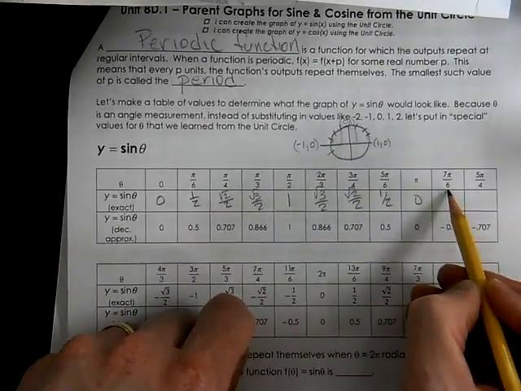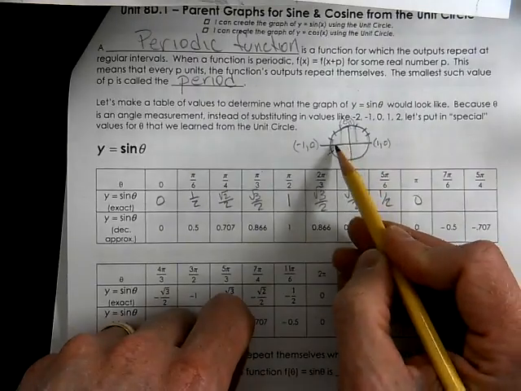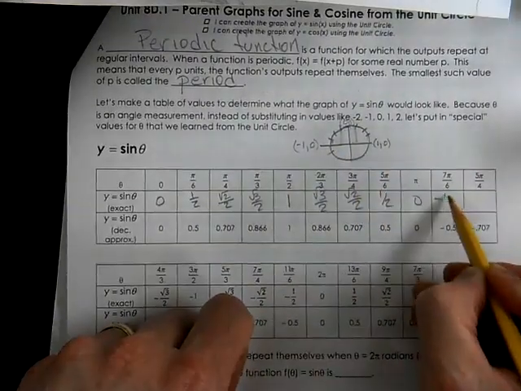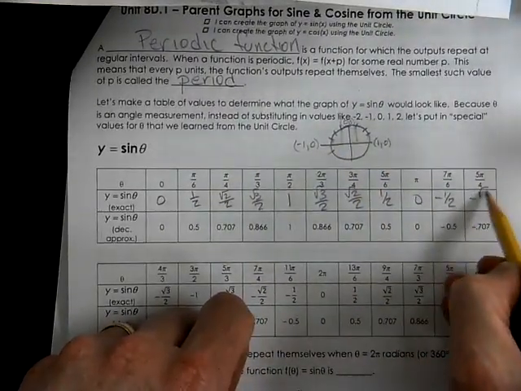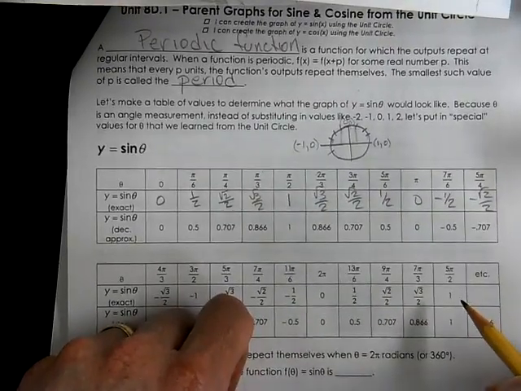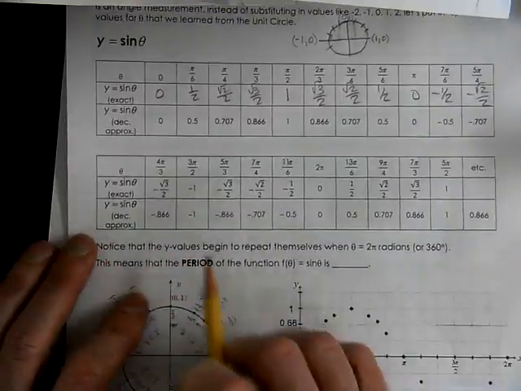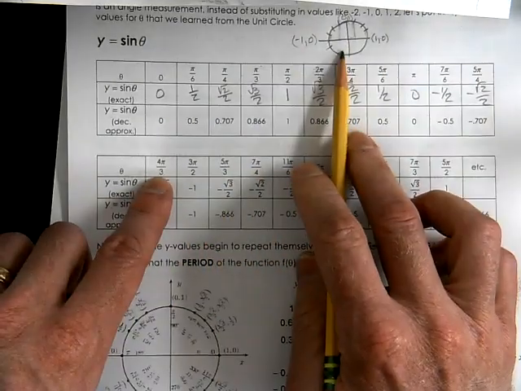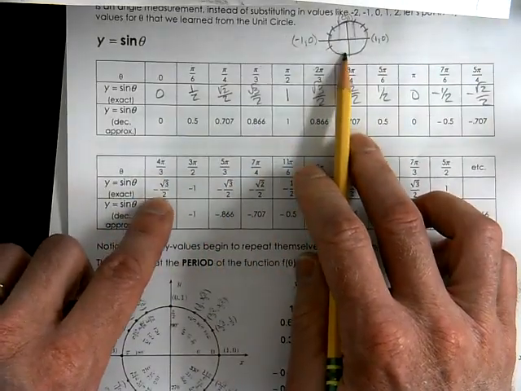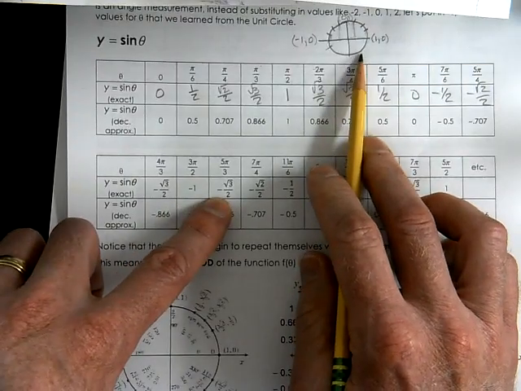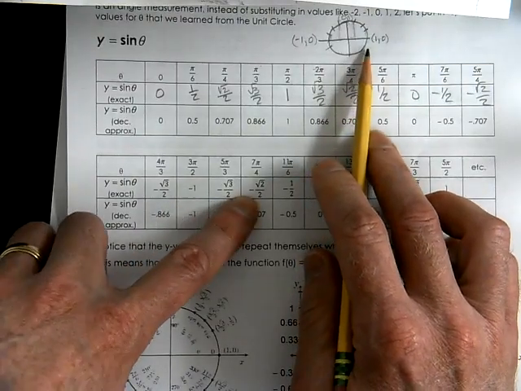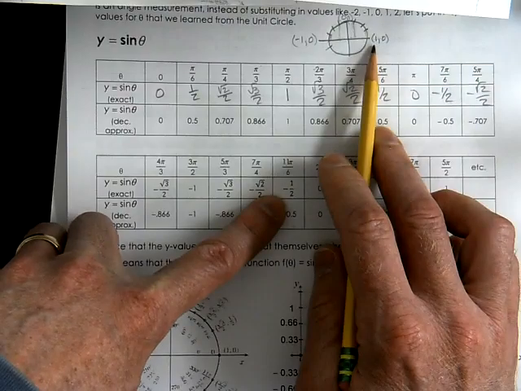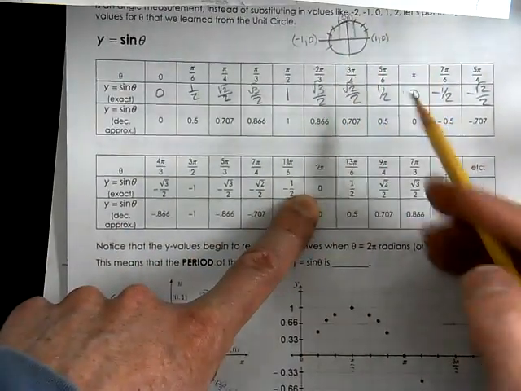We get to 7 pi over 6. That's a short distance down, so that's -1/2. And negative root 2 over 2. Then I've come through and filled in the rest for you. At 4 pi over 3, would be down a long way, negative root 3 over 2, negative root 2 over 2, -1/2, and back to 0.